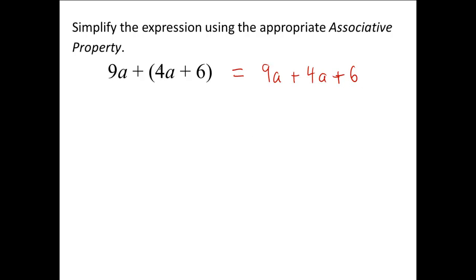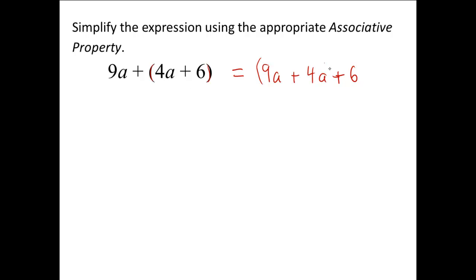On the left-hand side, 4a plus 6, those two terms are grouped together, but that's really not beneficial because these are not like terms. We cannot add them. You don't get 10a from this. Parentheses are unsimplifiable here. The associative property of addition allows us to change the grouping.